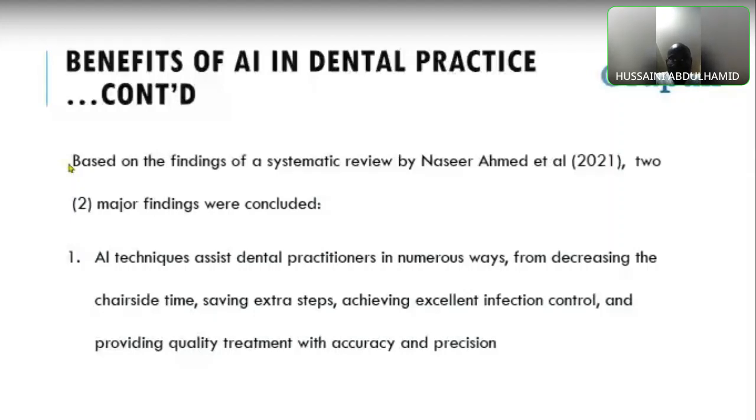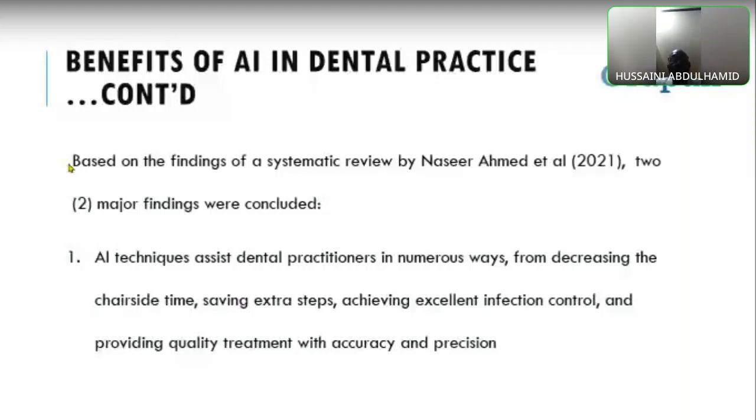Okay, based on the findings of a systematic review by Nasir Ahmed et al., according to research conducted in 2021, he had these two major findings, and these were his conclusions. AI technique assists dental practitioners in numerous ways, from decreasing the chairside time, saving extra steps. That is to say, if you have to perform maybe 5 steps in a procedure, then artificial intelligence can help you in limiting the number of steps. Maybe you make them 2.